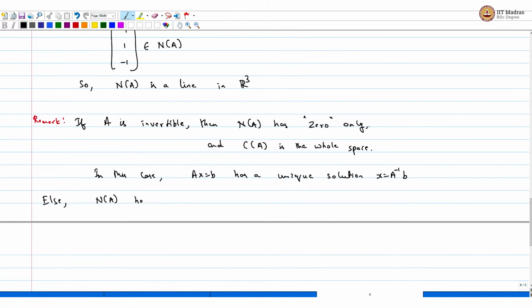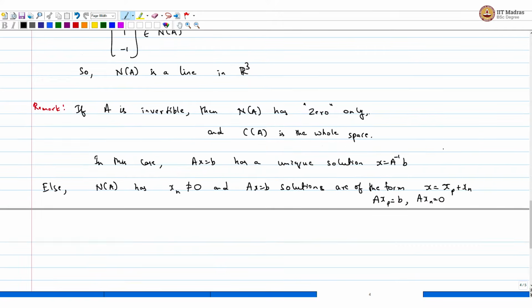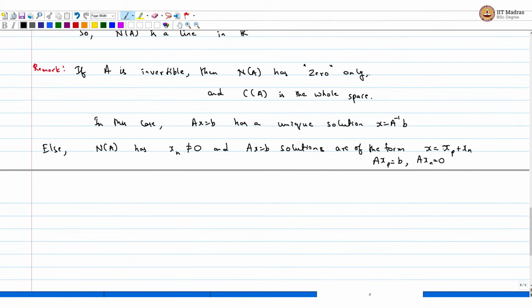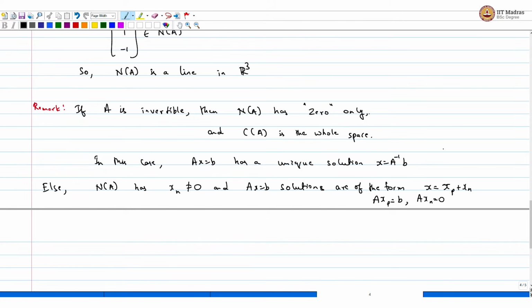Else, the null space of A has some vector, let us say xn, that is non-trivial, it is not the 0 vector, and Ax equals B solutions can be written of the form x equals xp plus xn, where Axp equals B and Axn equals 0. Okay, so much for the null space.